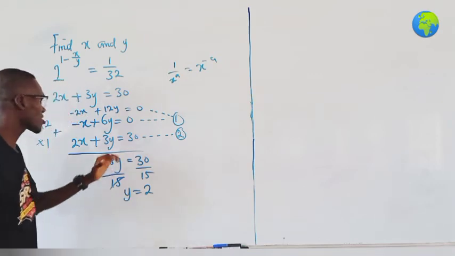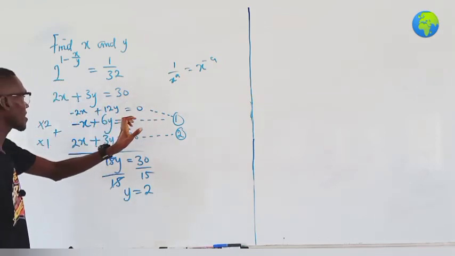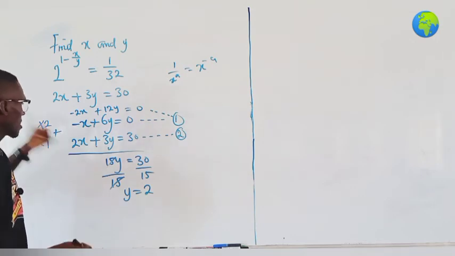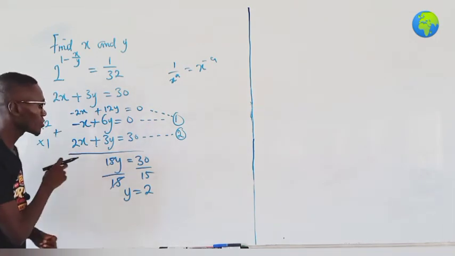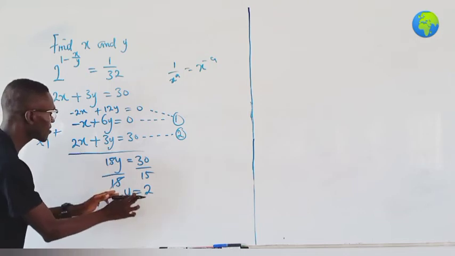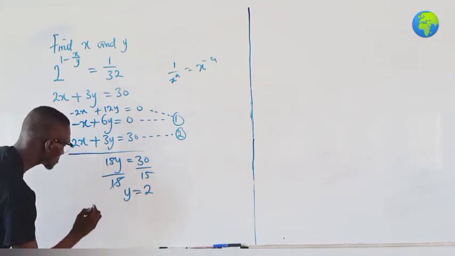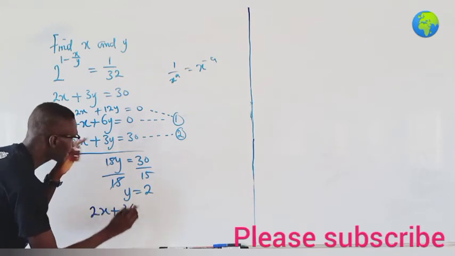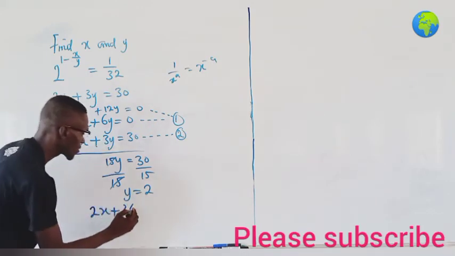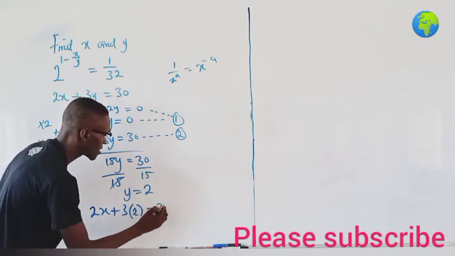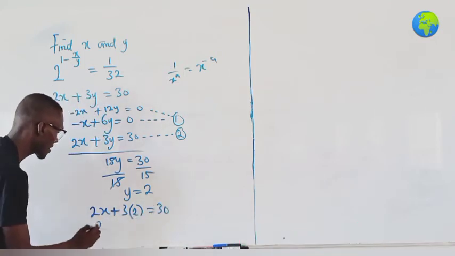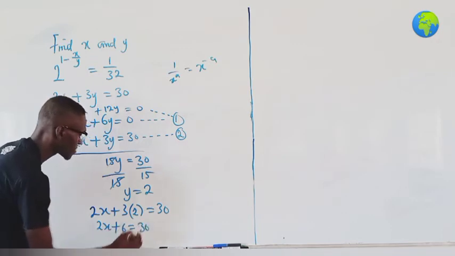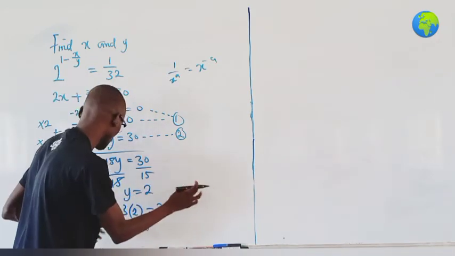How about x? You can just decide to pick any of the equations here. But for me, let me see which equation is easier. Let's pick the second equation and see how it works. If I substitute the value of y in the second equation, I'm going to have 2x, right, plus 3, instead of y, I'm inserting 2. So this is 3 times 2, equals 30. So I'm having 2x plus 6 is equals 30, right? Sorry, let me just continue here.